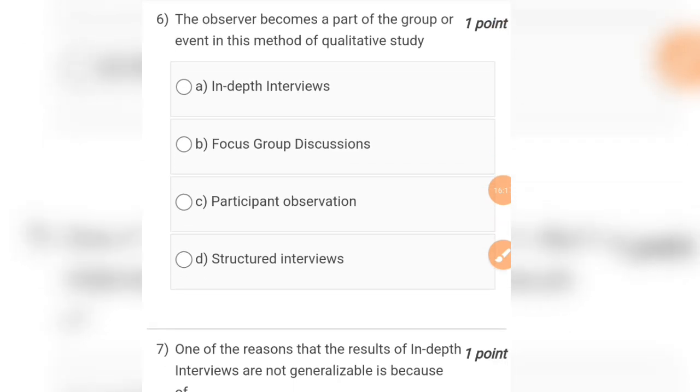Now question number 6: the observer becomes a part of the group or event in this method of qualitative study. In-depth interviews, focus group discussions, participant observation, structured interviews. So for question number 6, participant observation will be the answer, that is option C.